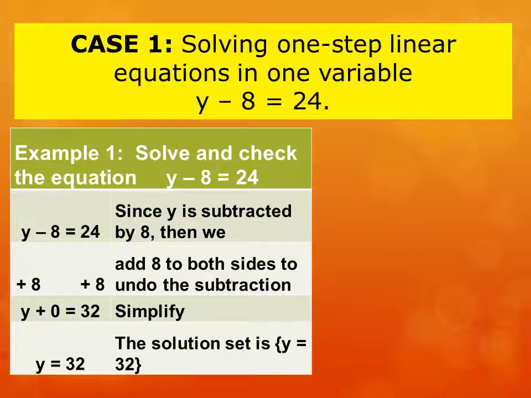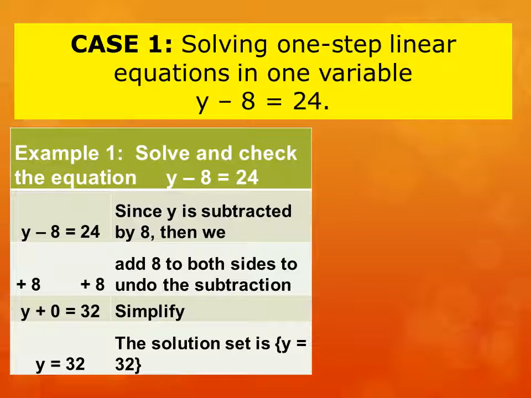Then we are going to simplify. So negative 8 plus 8 is 0. Then 24 plus 8 is 32. After that, we are going to look for the solution. So y = 32.